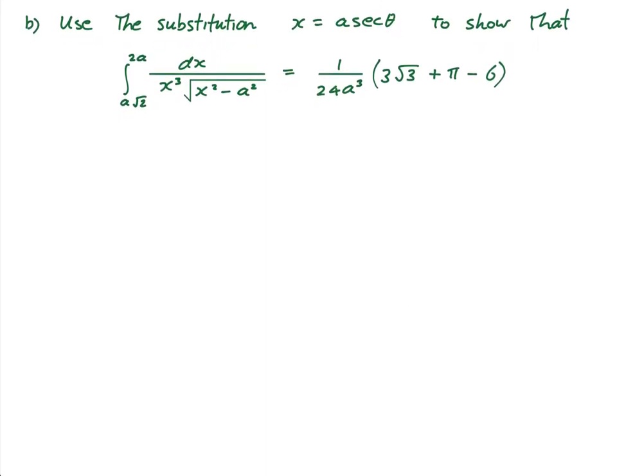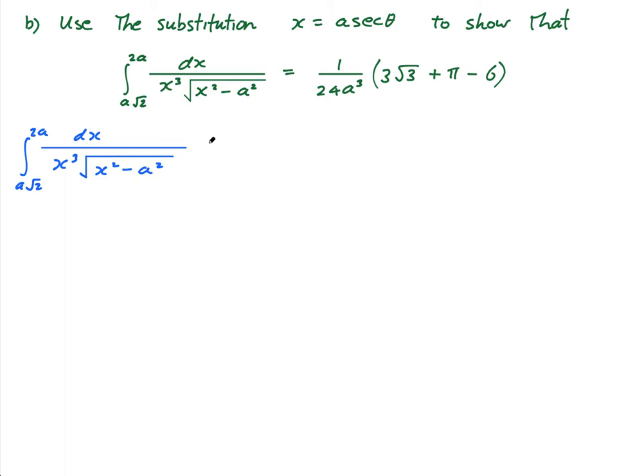Use the substitution x equals this to show that this equals this. Fine. So, this is my answer, so I'm not going to use this. This is what I'm hoping to get at the end. I'm going to say the integral, well, let's write this out. The integral from a root 2 to 2a of dx all over x cubed square root of x squared minus a squared.